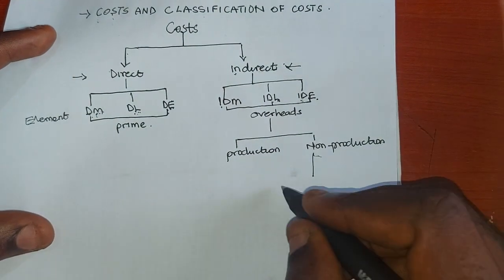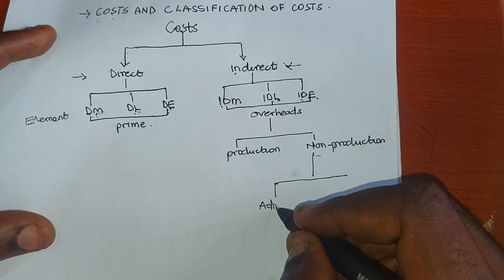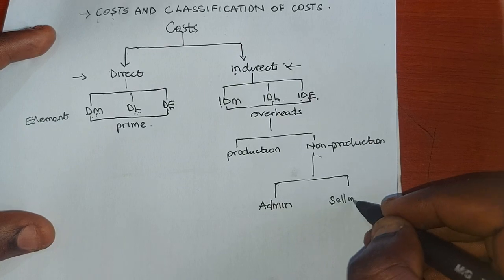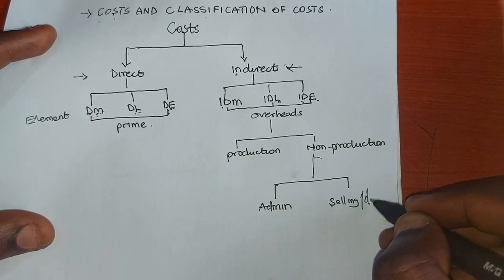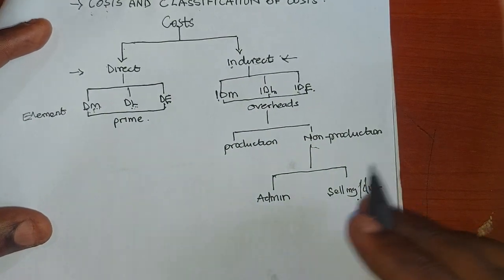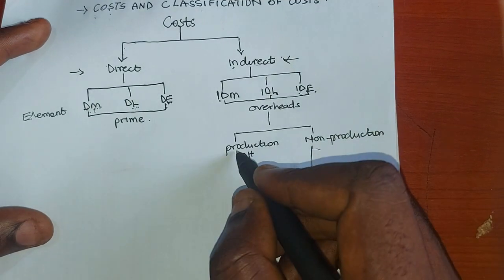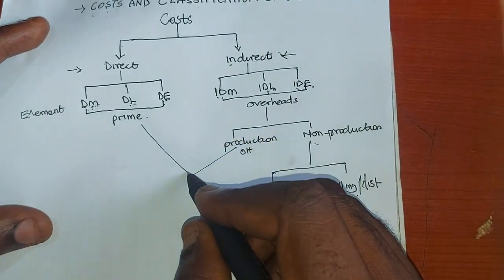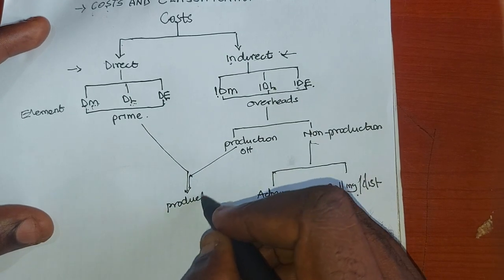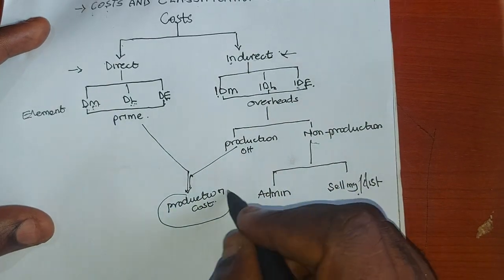All right. Then these can be sub-classified into administrative overhead, admin, and selling plus distribution overheads. Okay, this is production overheads. When you add these two together, it will give you what you call production cost. Production cost.